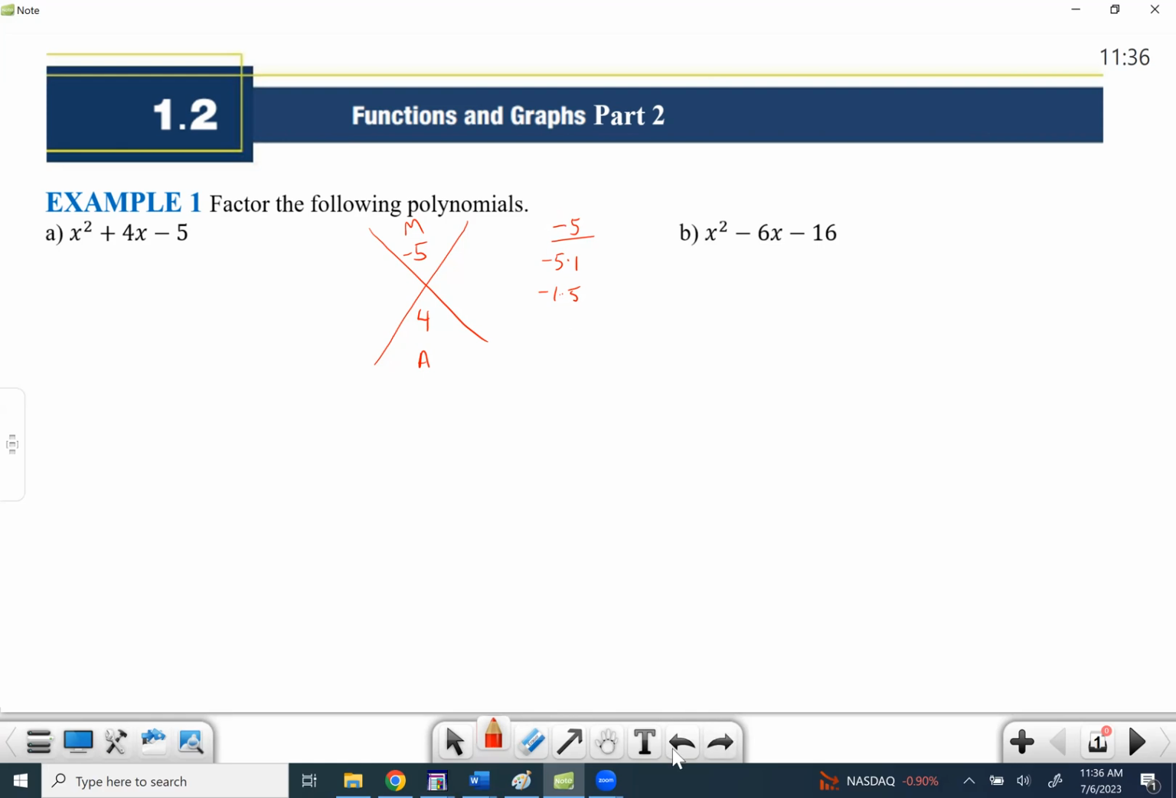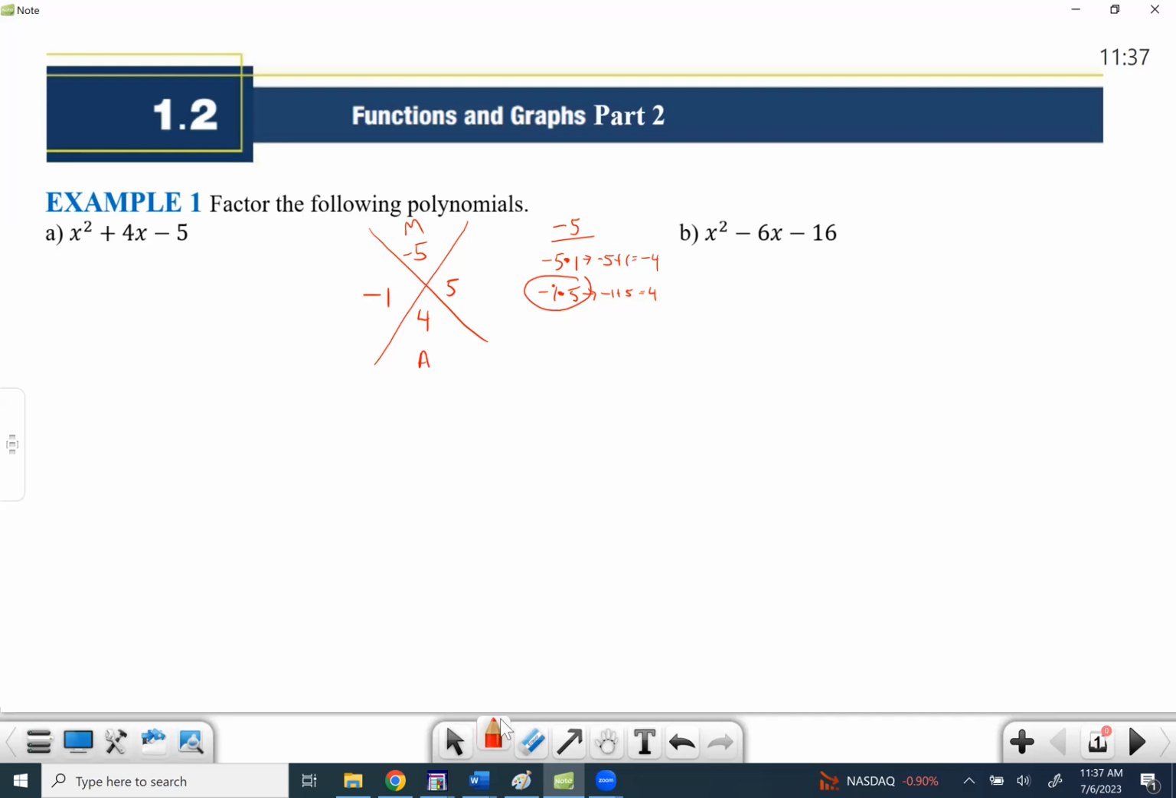Then I'll look at those and say, which of those adds up to +4? We know that -5 plus 1 is -4, and then -1 plus 5 is +4. So it looks like the winner is going to be -1 and +5. Sorry, guys, I'm kind of squishing it in here because I ran out of room. So -1 and +5 are the numbers that multiply to -5, but add to +4.